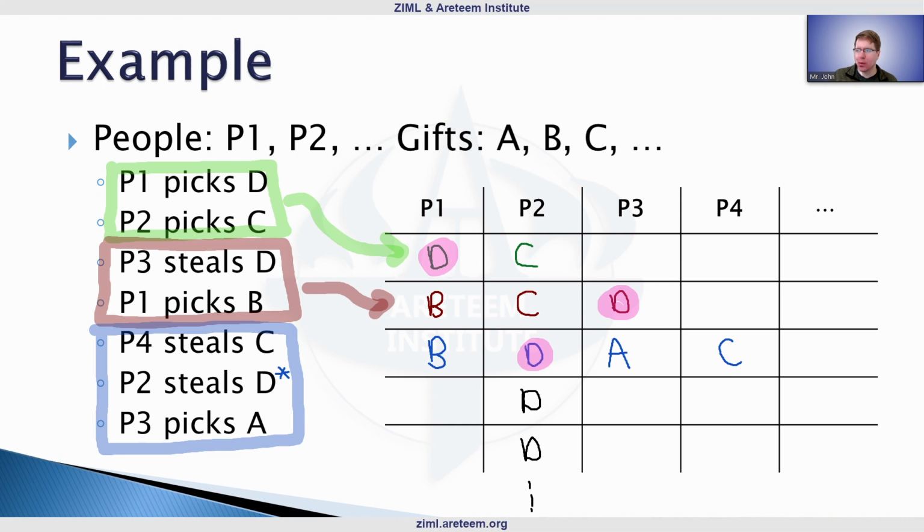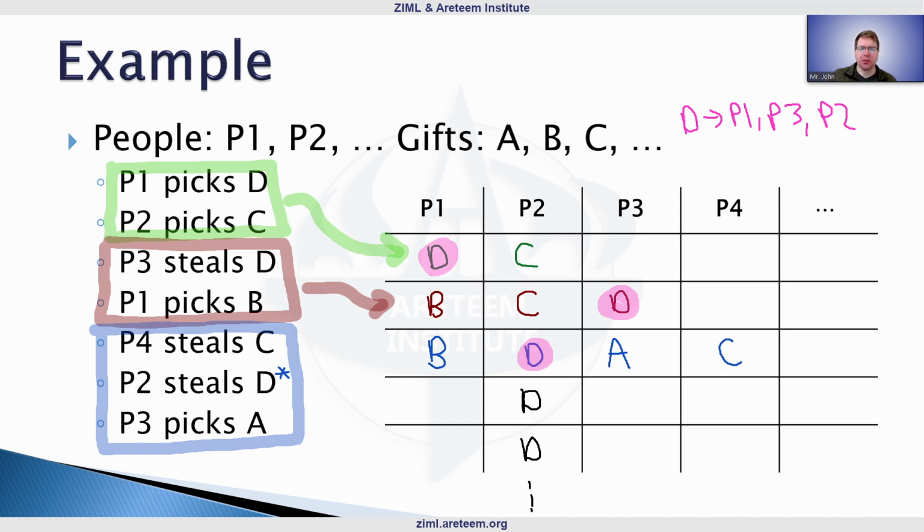So in a sense, if we were talking about present D, let me maybe put this off to the side here. Present D goes from person 1 to person 3 and then to person 2. This is what I mean by a journey there.